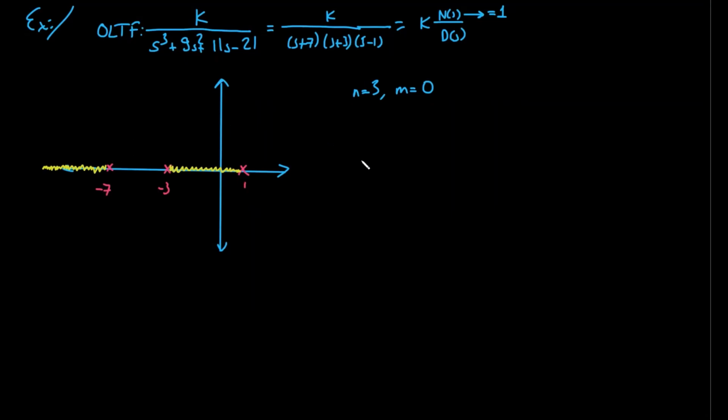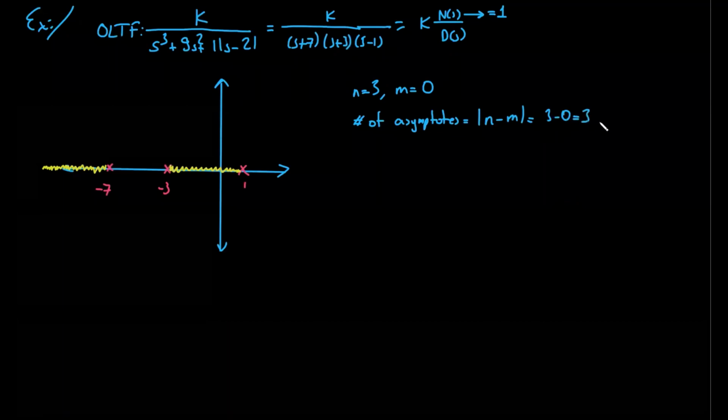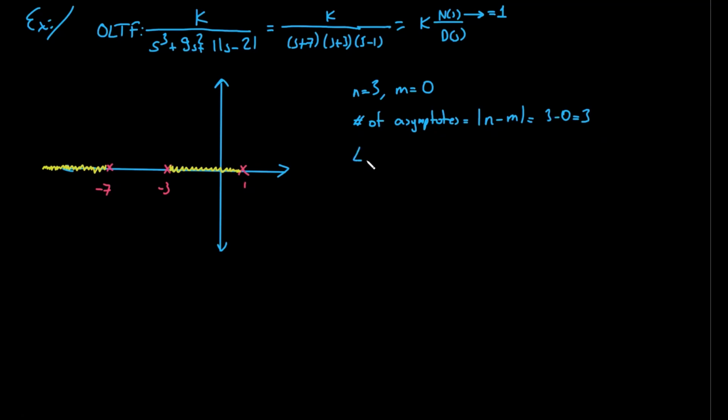The next thing I will try to find is the number of asymptotes. The number of asymptotes is equal to n minus m, which is 3 minus 0, equal to 3. What is the angle of the first asymptote? It was equal to pi over n minus m, in absolute value, so it is equal to pi over 3. And what is the angle between the asymptotes?